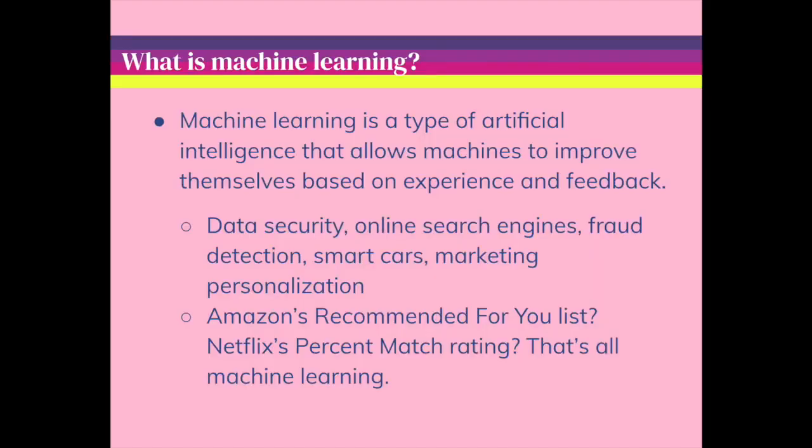So first thing, we're going to cover just some background knowledge. What is machine learning? So as we can see here, machine learning is a type of artificial intelligence that allows machines to improve themselves based on experience and feedback. Data security, online search engines, fraud detection, smart cars, and marketing personalization. Every ad that you see on every website you visit is specifically curated for your experience through machine learning. Everything from drones to Siri to Google Maps uses machine learning. It's all around us in our world.